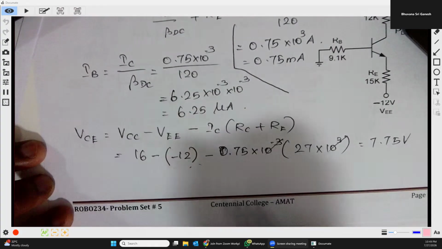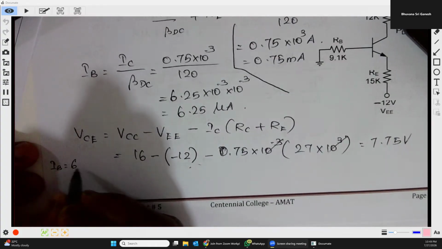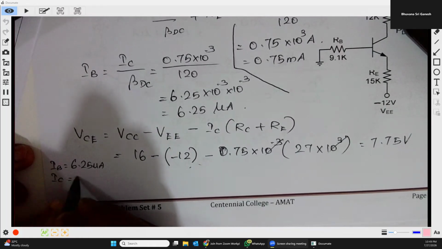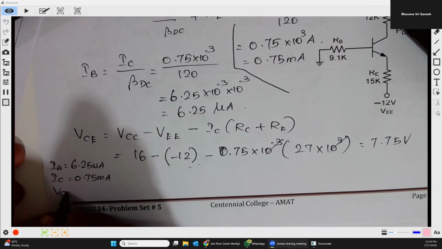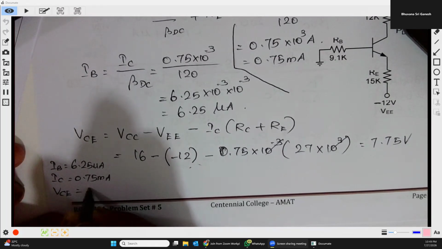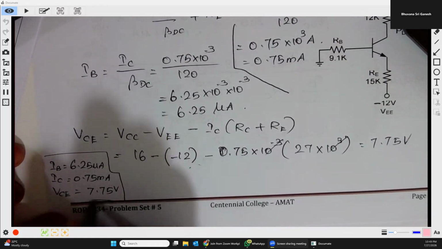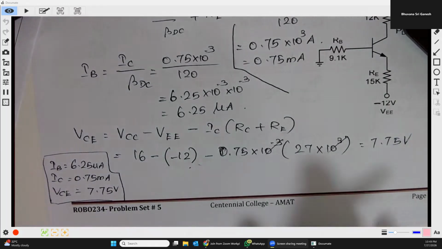What we need, let's write here: IB equals 6.25 microamperes, IC equals 0.75 milliamperes, and VCE equals 7.75 volts. We have all in place. Okay, so this problem is solved.